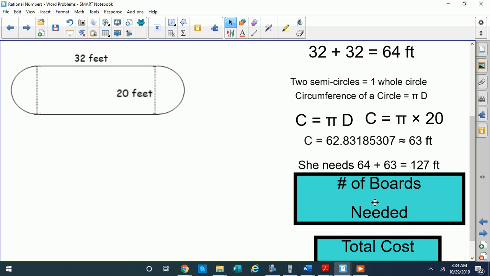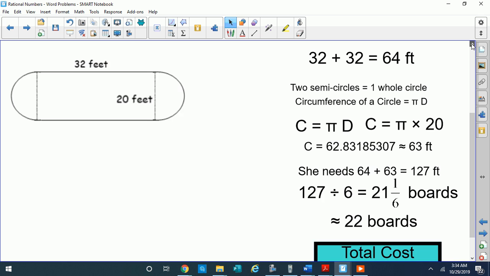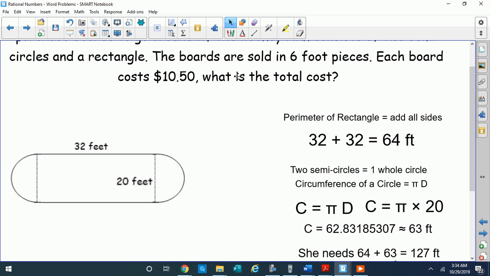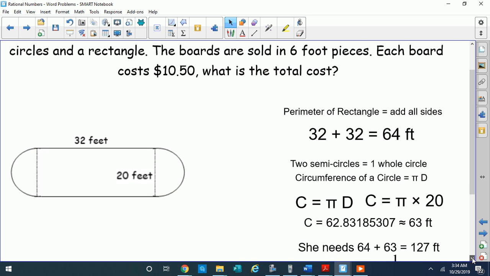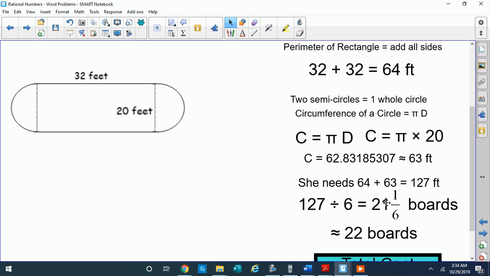So the number of boards she needs, we're going to divide it by 6. Dr. Robinson, why did you divide by 6? Well, if you remember up in the question, let's go back up there. It says the boards are sold in 6-foot pieces. So they're not going to require 127 pieces because they're sold in 6-foot pieces. She needs 127 feet, but they're sold in 6 foot pieces. So the board is really long, and she needs 127, and they're selling them 6 at a time.